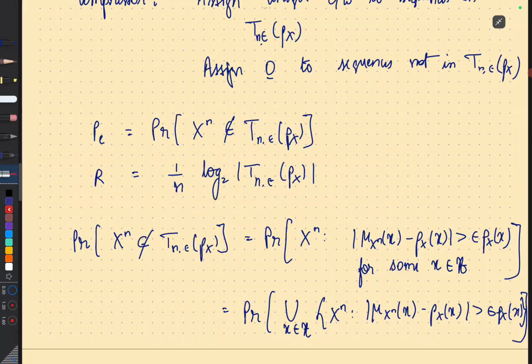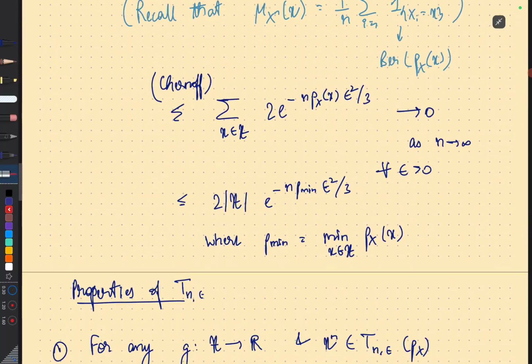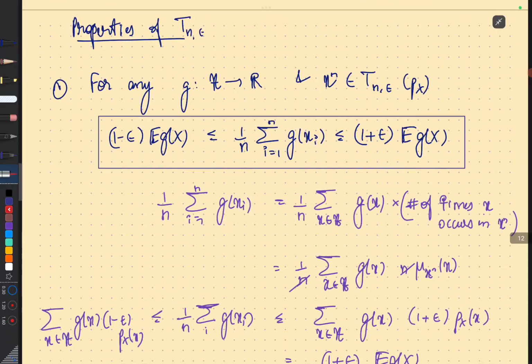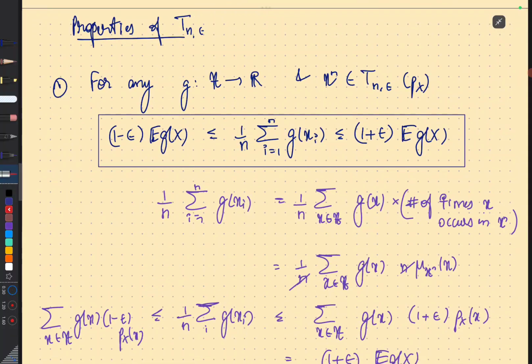And in the last class, we saw that the probability of error for the epsilon typical set for any epsilon greater than 0 is exponentially decaying in n. Right. Specifically, we use the Chernoff bound to show that the probability of error is basically this particular quantity. And then we also saw what the size of the epsilon typical set should be. It is roughly 2 to the n times the entropy. All right. And in deriving bounds on the size of the epsilon typical set, we proved a number of other properties of the epsilon typical set.